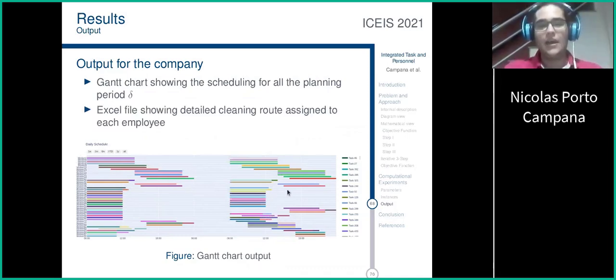The other output, which is the very useful thing for the company, is a detailed Excel file showing, for each employee and each day, the sequence of visits. So, for example, employee 3 on Monday needs to visit locations 1, 5, 6, and 9 and return to the starting point.